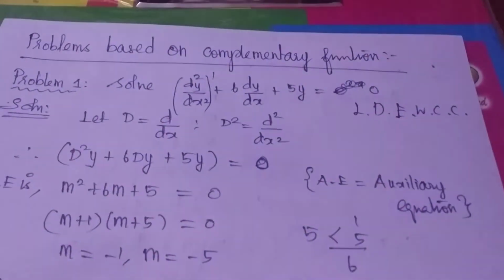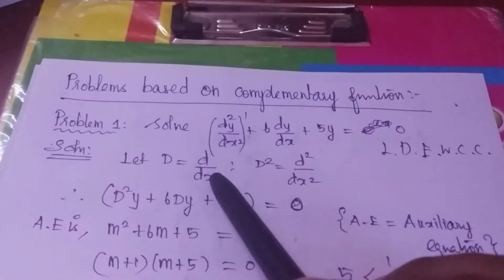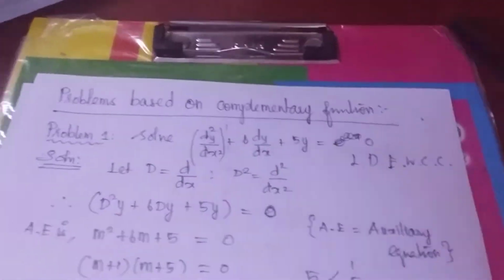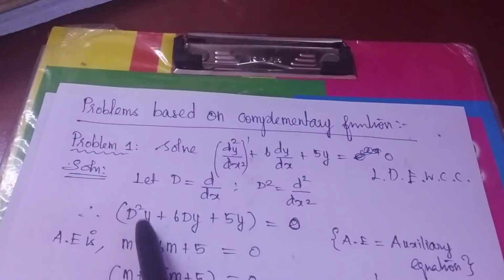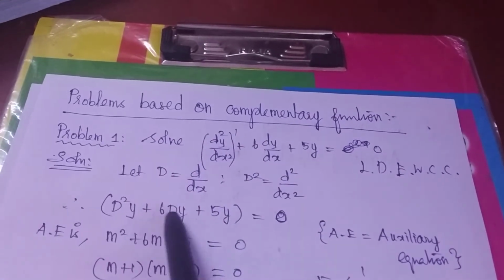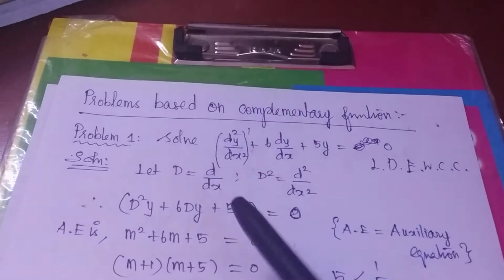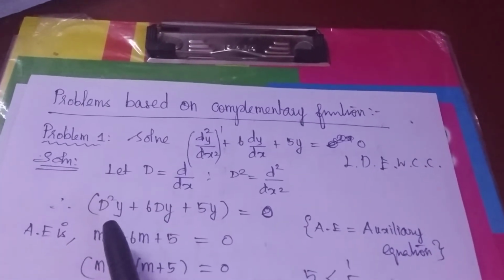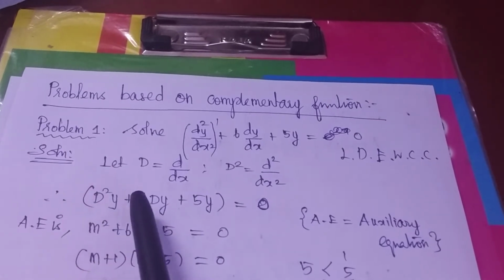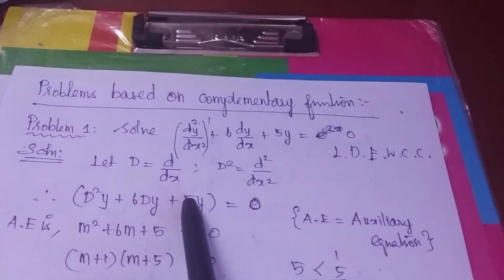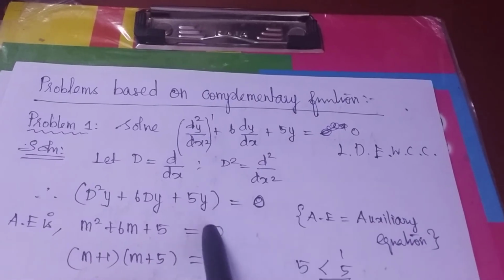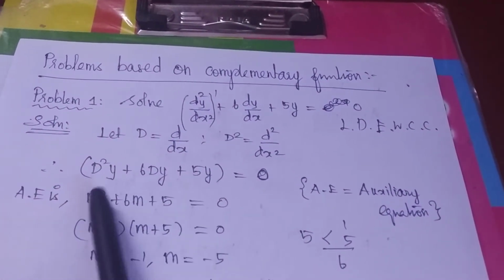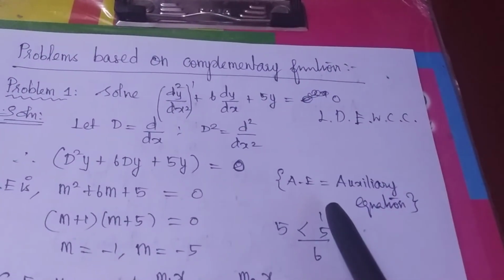Let capital D equal d by dx, so capital D square equals d square by dx square. So you can write D square y plus 6 D y plus 5y equal to 0. Next, write the auxiliary equation: D square becomes m square, 6D becomes 6m, so m square plus 6m plus 5 equal to 0. Then solve this equation, that is, factorize.